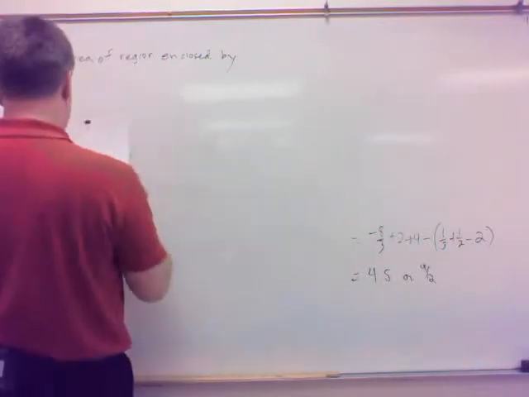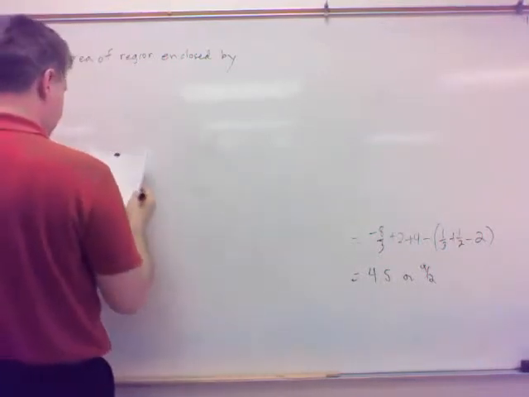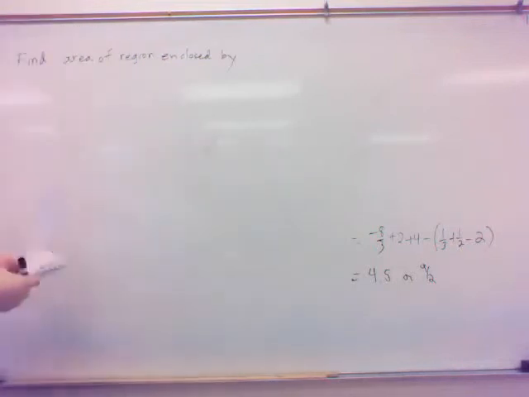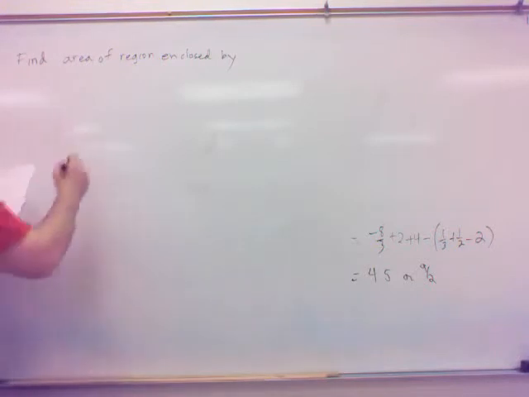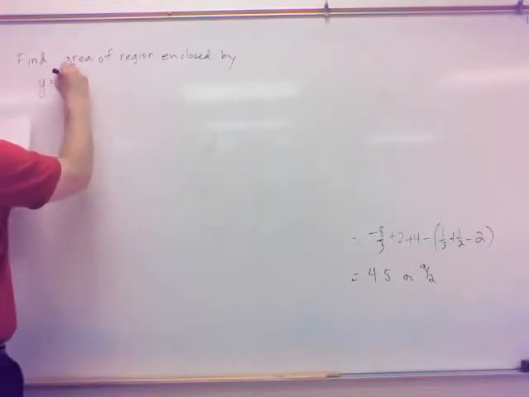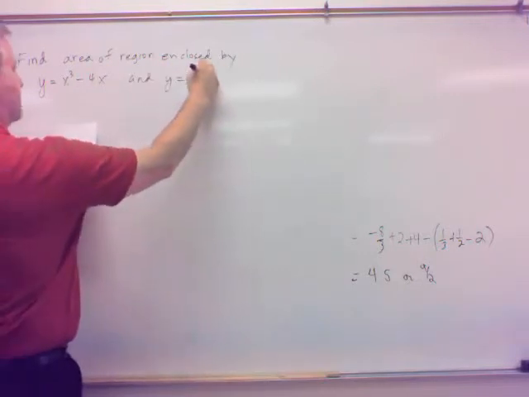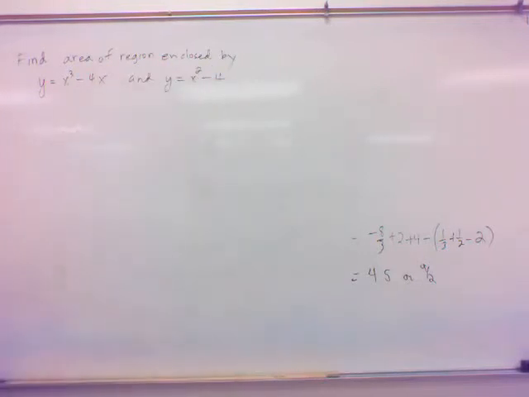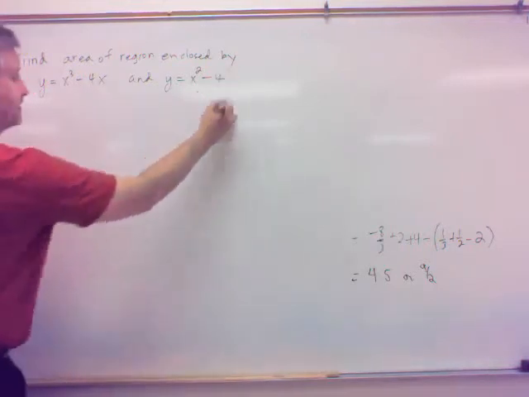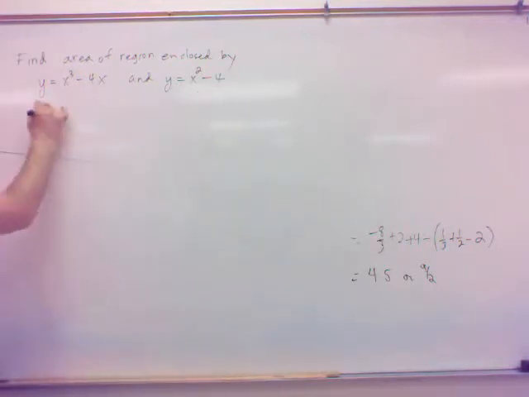y equals x cubed minus 4x, and y equals x squared minus 4. Well, we have a bit of a loop here, because look at this graph, these two graphs.